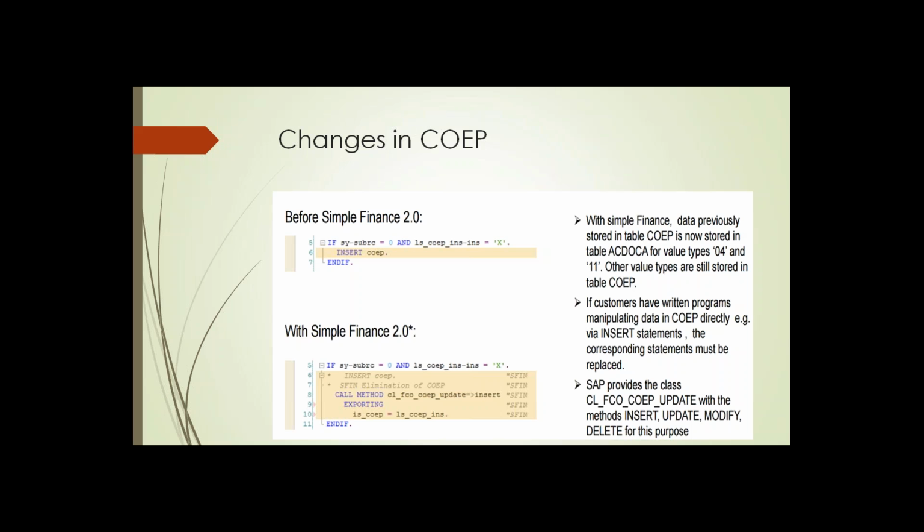types. There is one column called value type which will tell you whether this is my controlling transaction or this is my financial transaction or whatever it is. If customers have written programs manipulating the data, so if you want to manipulate any data in COEP, if you're writing any insert statement, earlier this code was used to insert and now this code will be used.